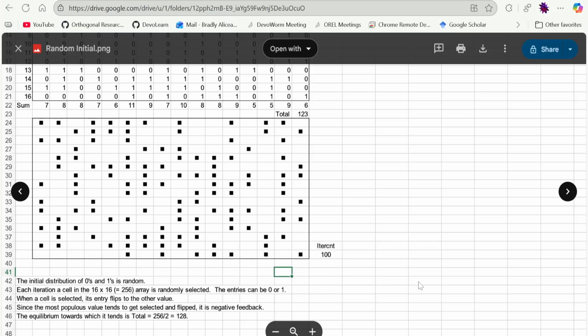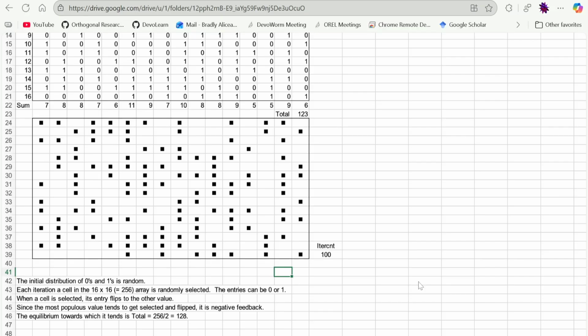So what you have here is an initial distribution, which is random in nature. These black squares are randomly distributed. Then we randomly select cells and flip the values, and we keep doing this over time. What happens is that the most populous values tend to get selected and flipped. When the most populous values get flipped, it's negative feedback, which reinforces order. So this is a nice way to show how order can emerge from randomness.